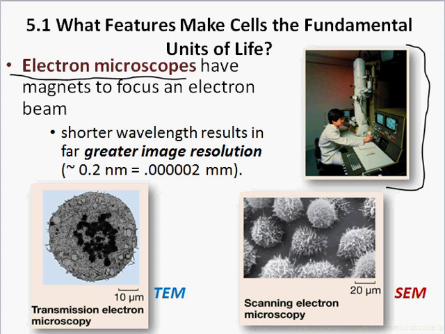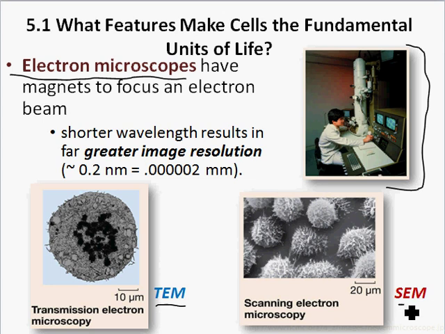And there are two main types. There's transmission electron microscopy, called TEM. What this does is it takes a cross section of a cell, so it allows you to see inside. So here's a cell that's been cut in half, and we're looking inside of it. You can see structures within the cell. Also note the scale bar, 10 microns. We have a very high magnification here.